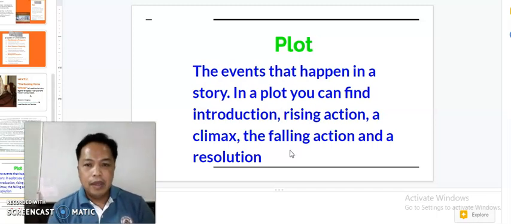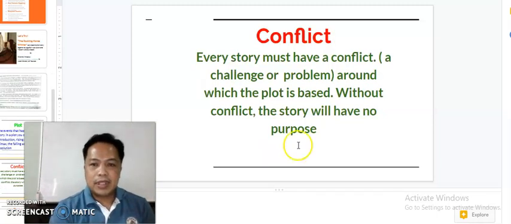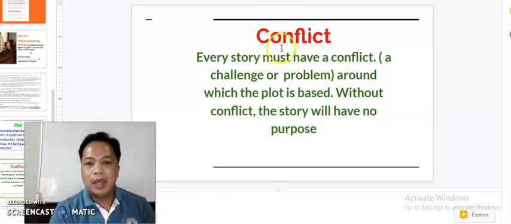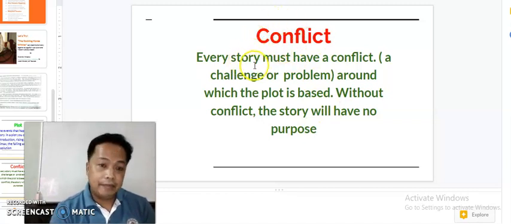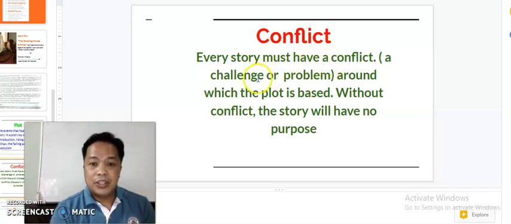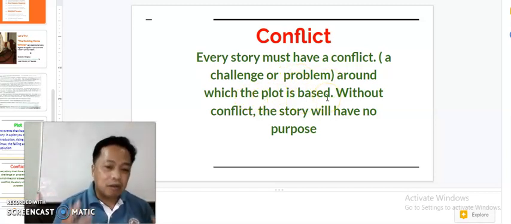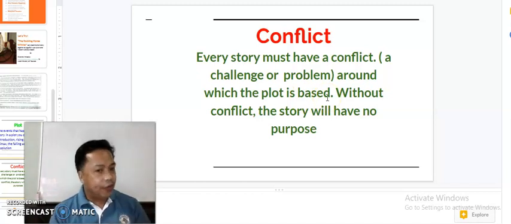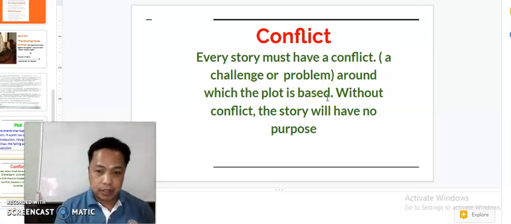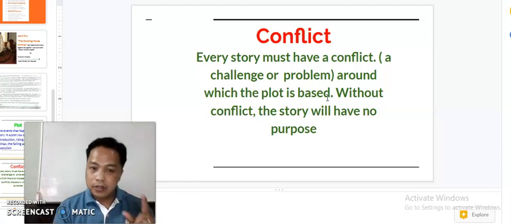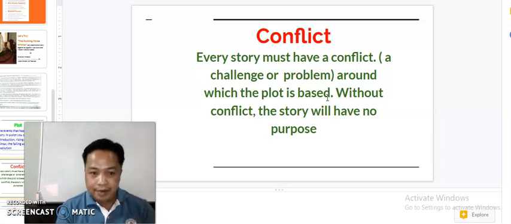Next is conflict. Every story must have a conflict. A challenge or problem around which the plot revolves. Without conflict, the story will have no purpose. So that's why there is a problem or challenges in the story. And at the end, those problems will be solved. Okay. Next.